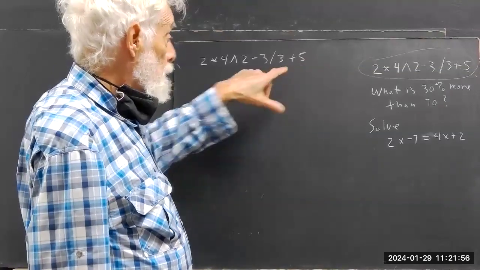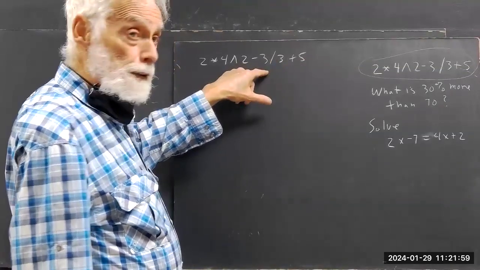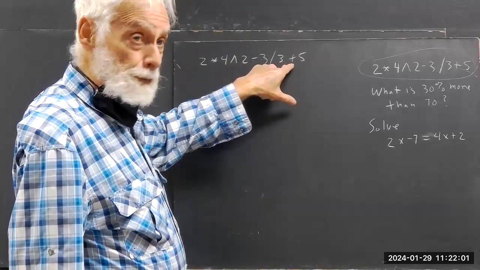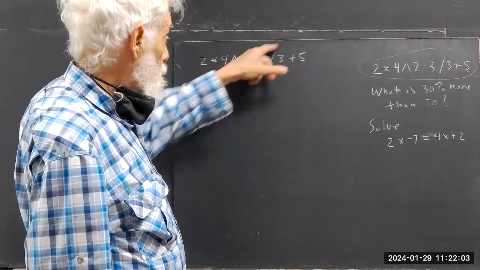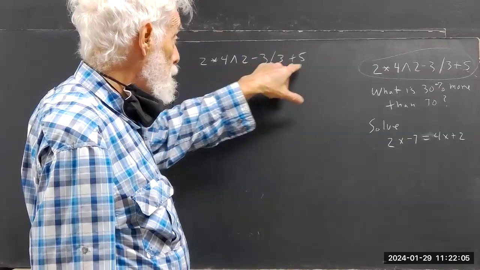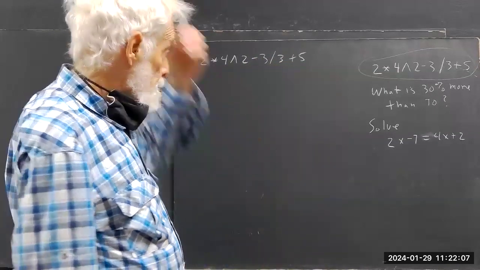Okay. No, why not? Because this 3 is divided into something, this 5 isn't. Okay, you have to do this division. You have to divide by 3 before you can add that 5. Okay.